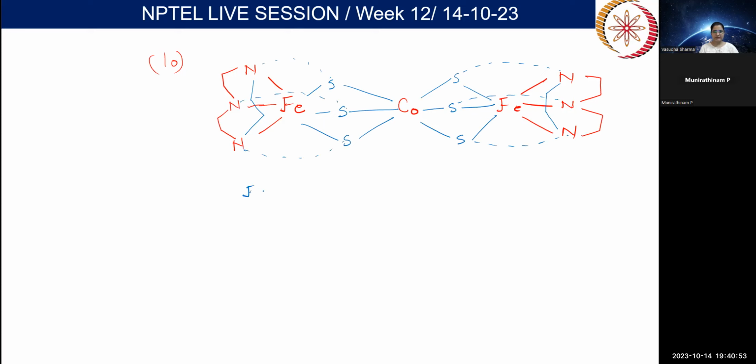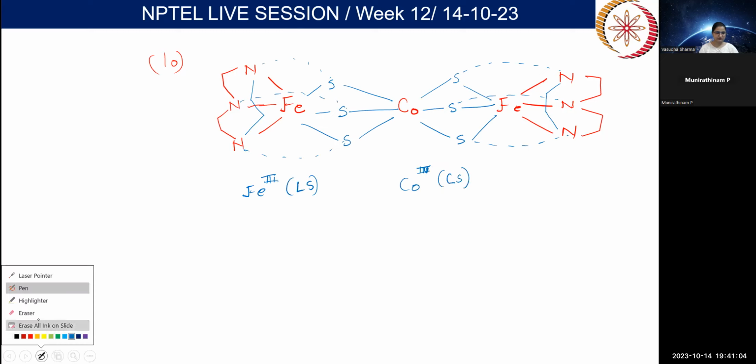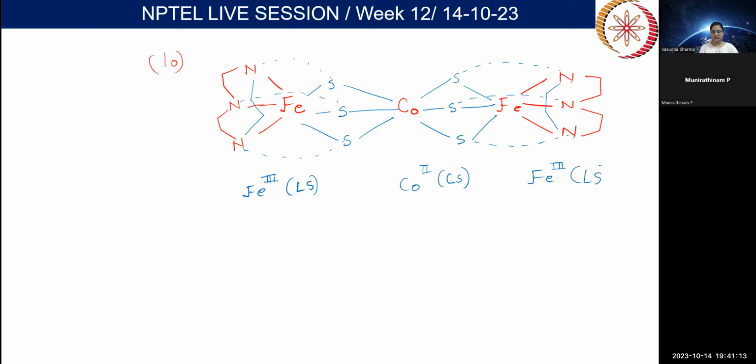So we are expecting iron 3 low spin, cobalt 3 low spin, cobalt 2 low spin, and here also iron 3 low spin. When we expect both the irons to be in the same spin state as well as oxidation state, they should give a similar kind of spectra. Now we will quickly look at its Mössbauer spectra.